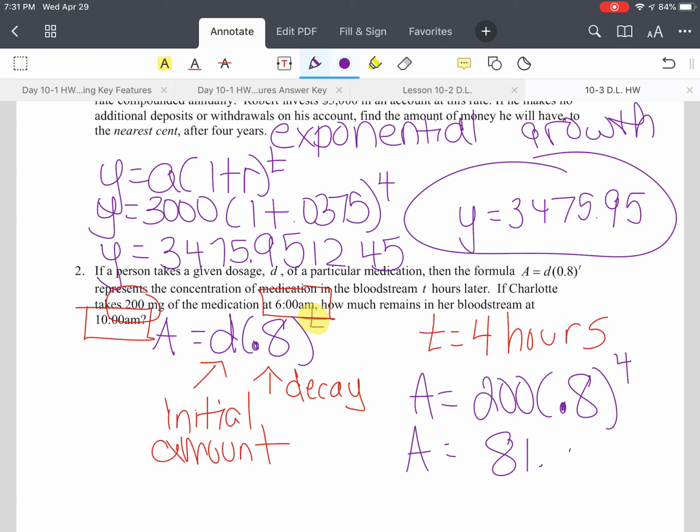Charlotte has 81.92 milligrams of medication still. It makes sense that it's less because the amount of medication in your bloodstream goes down. So she started with 200 milligrams and now she only has 81.92. Okay.